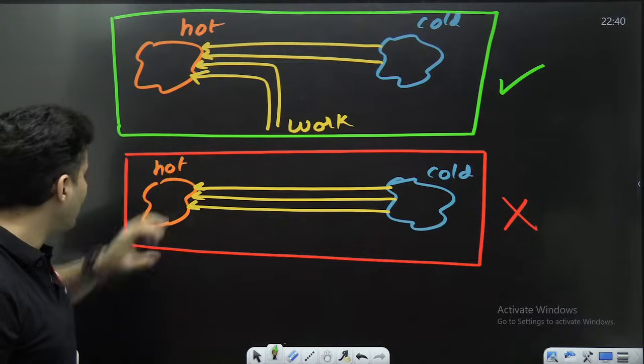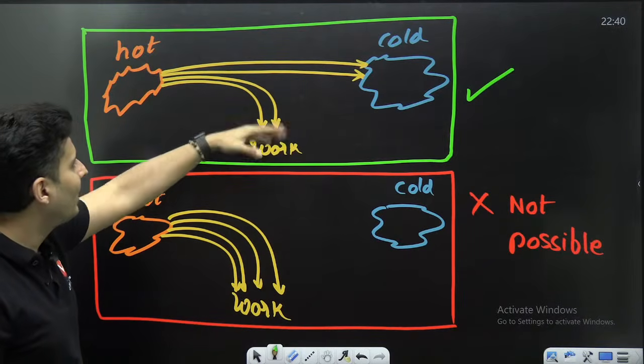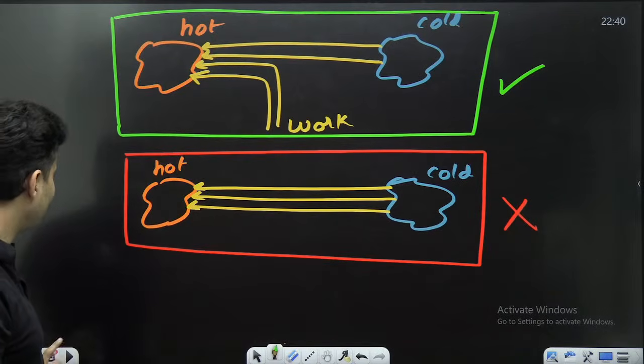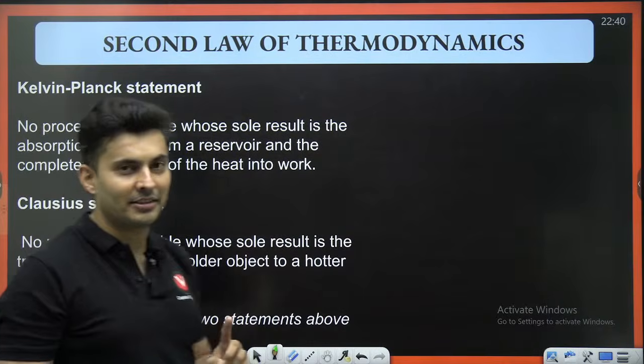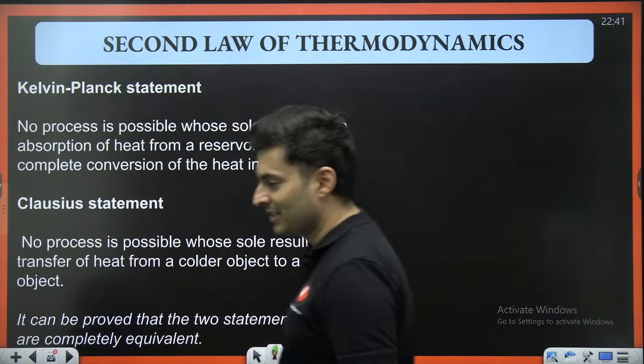If you notice this diagram versus this diagram, it's one and the same thing. The arrow marks are only changing. That's why both are actually equivalent statements.